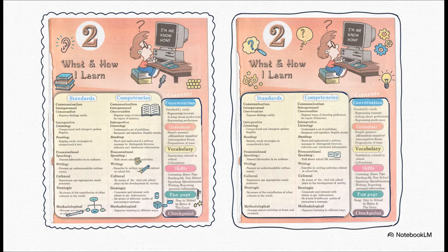Okay, so look closely here. This is fascinating. On the left, you've got the standards. These are the big, high-level ideas, kind of abstract, like comprehend spoken English. Okay, great, but how? That's where the competencies on the right come in. They take that big idea and turn it into a real, measurable skill, like understand a set of guidelines. This right here is the secret journey from the what to the how.